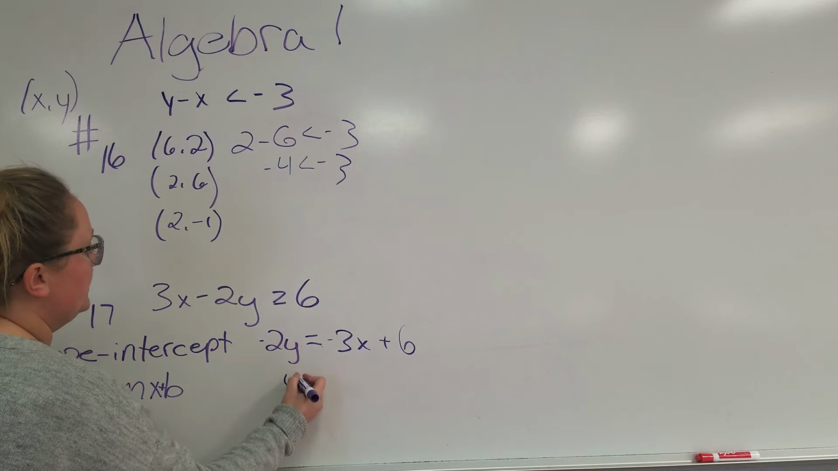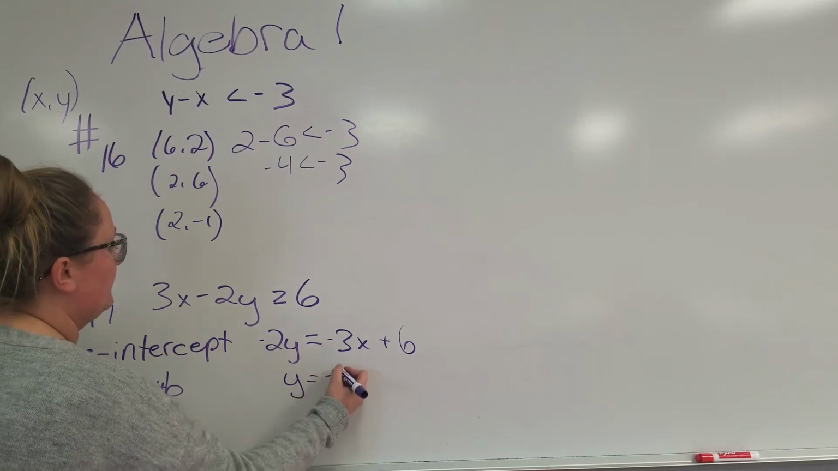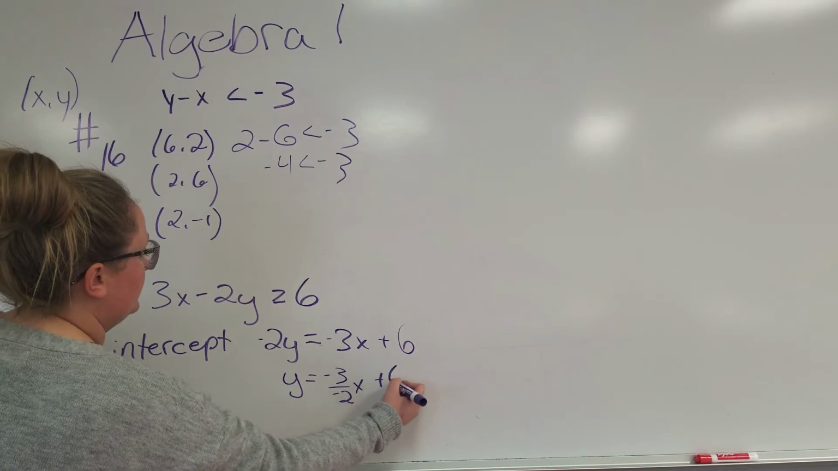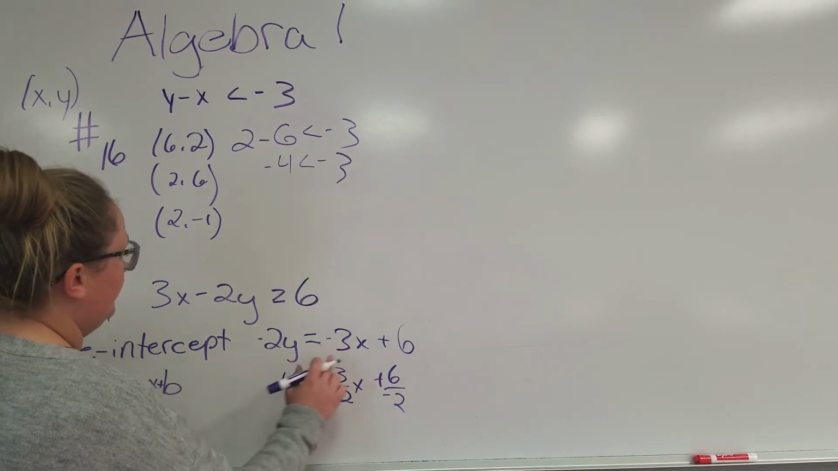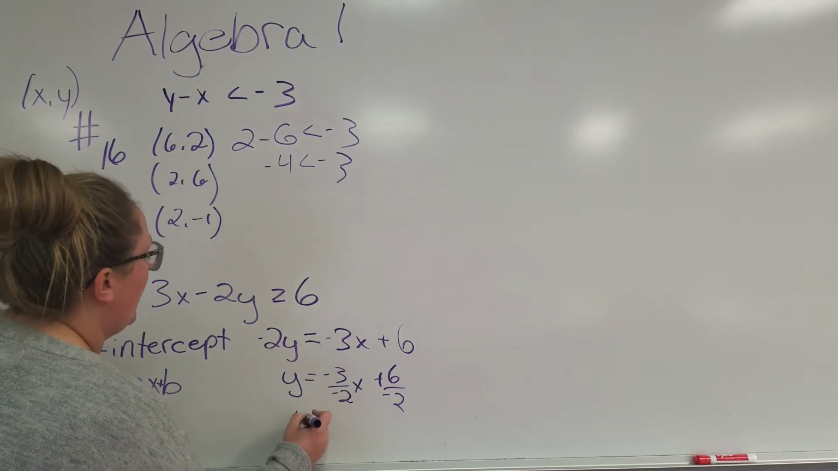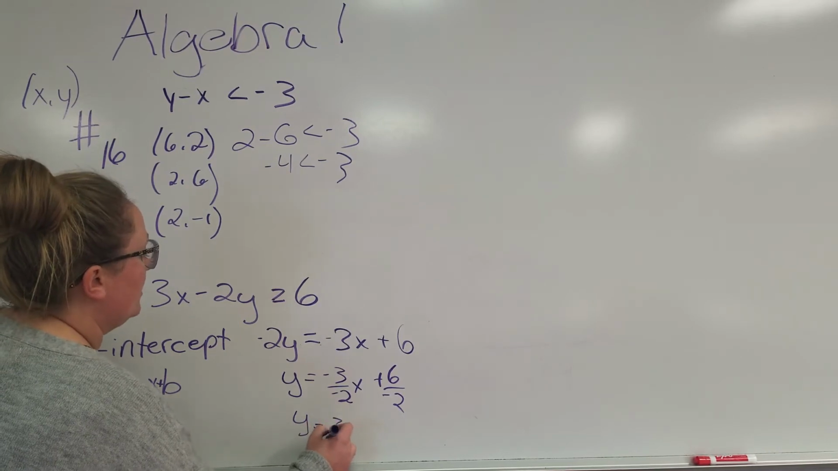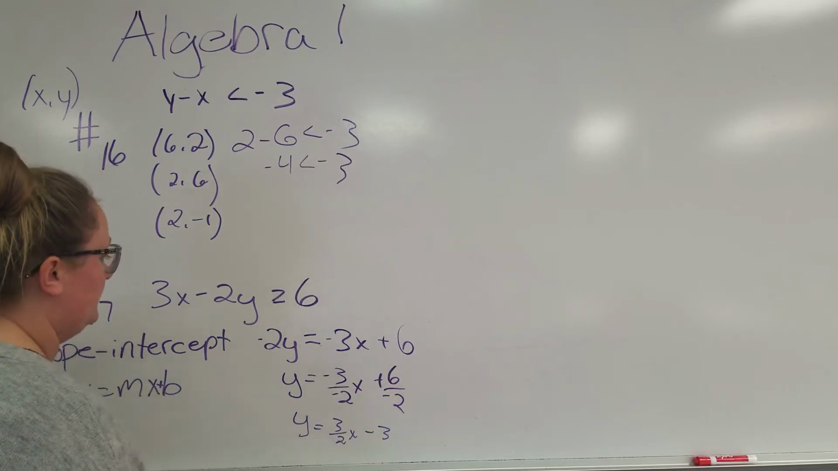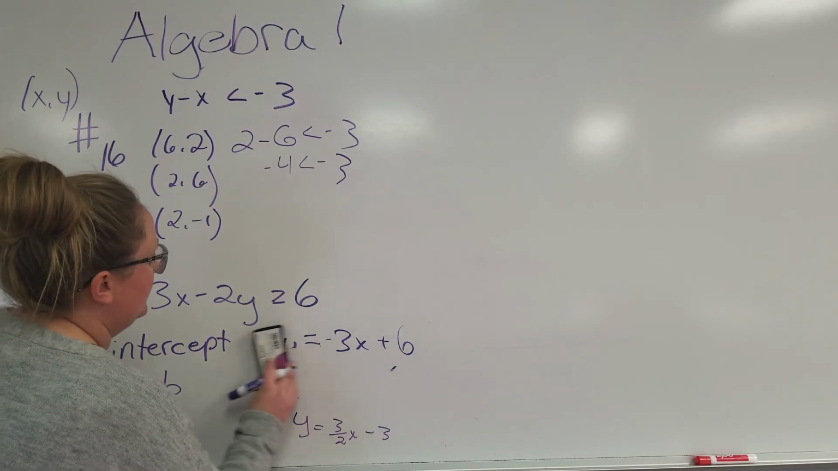So the y stays here, is equal to -3 divided by -2 x, and 6 also divided by -2. We have to divide both of these by -2. So y equals positive 3 over 2 x minus 3, because 6 divided by -2 is -3. Now I'm going to erase this.